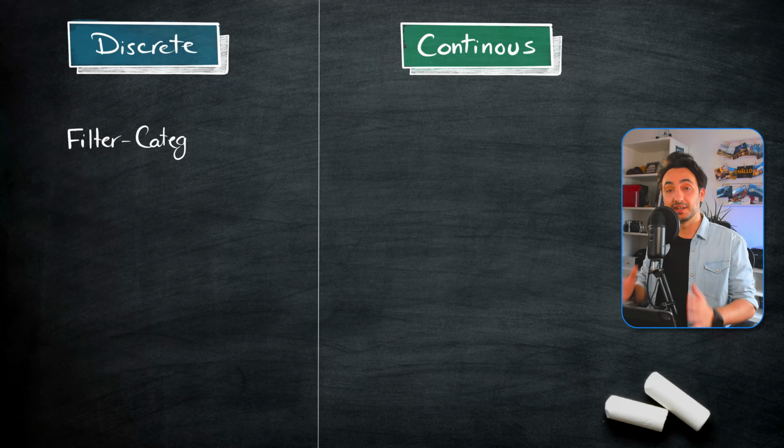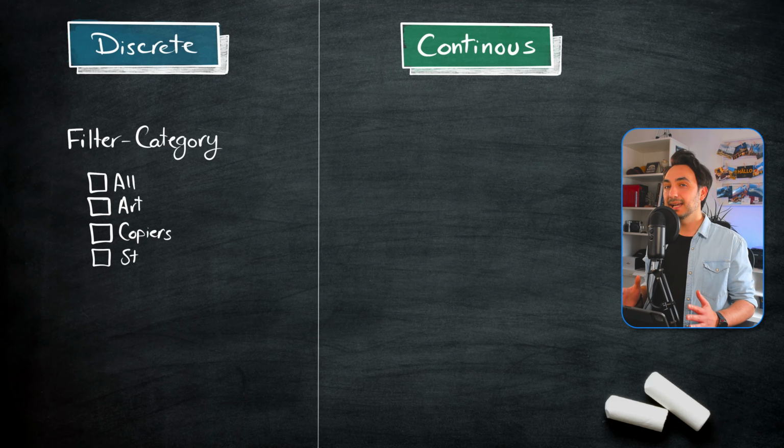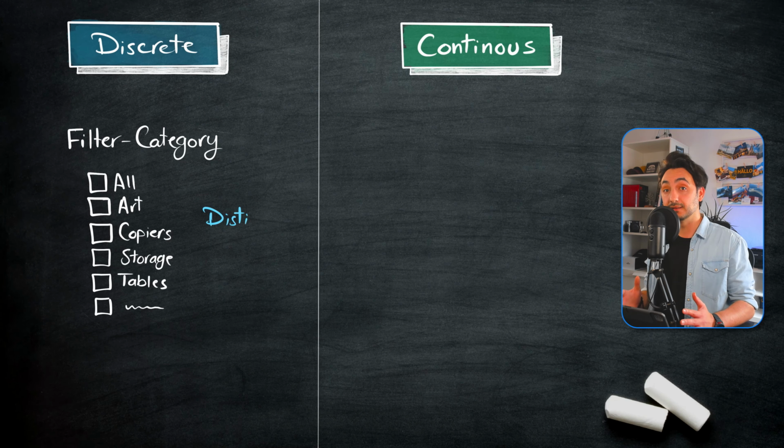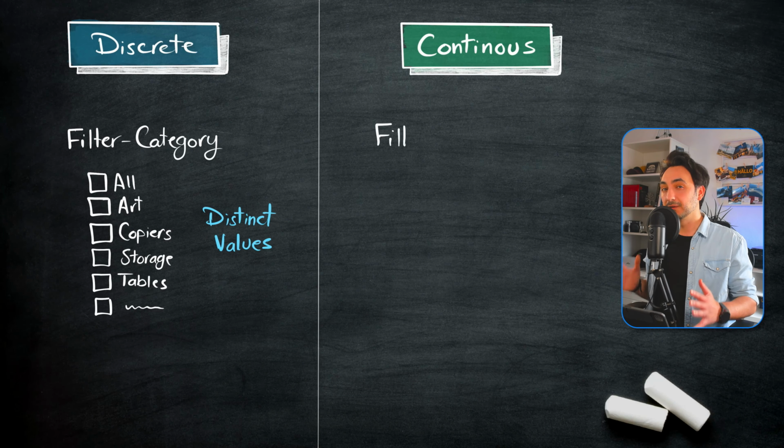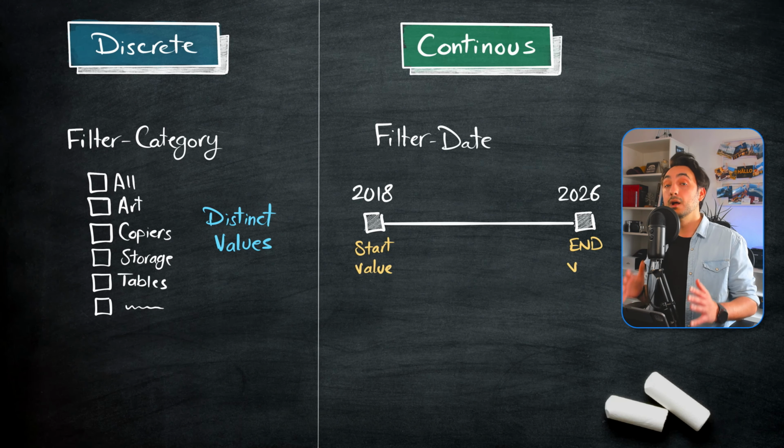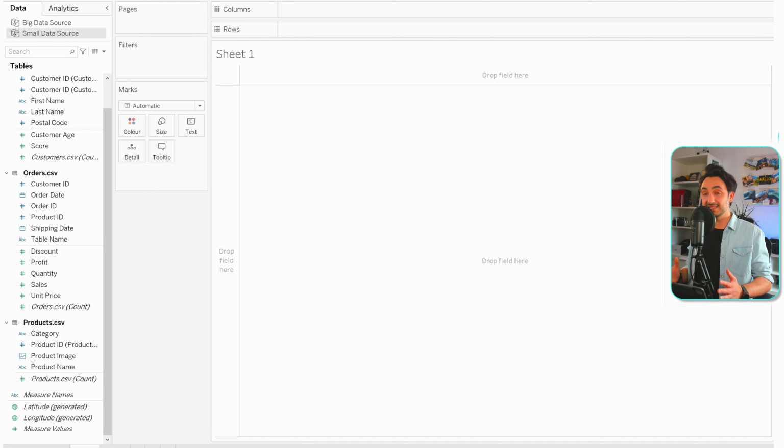Alright, so now let's move to the next point. We have filters. In Tableau, the discrete field gonna create a filter with distinct values, but the continuous field gonna create a filter with range values. Alright, so now let's have an example in order to understand what I mean with those filters. And now we're gonna work with the big data source because we need more data in order to understand this. Alright, so now let's switch to the big data source.